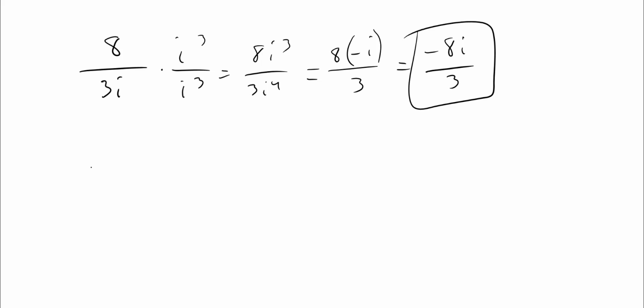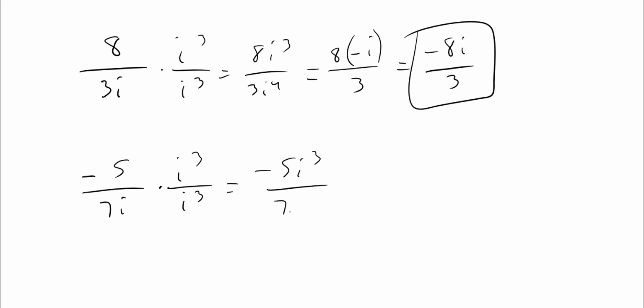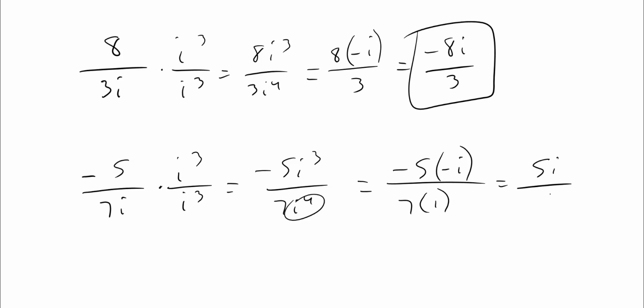Okay, I mean, if I can make it a little bit more challenging. What if I said negative 5 over 7i? Okay, so I multiply by i cubed over i cubed. So it's negative 5i cubed over 7i to the fourth. So that i to the fourth is 1, so it's just 7 times 1. And on the top, it's negative 5, and then i cubed is negative i. So my answer is negative times negative is a positive, so 5i over 7.